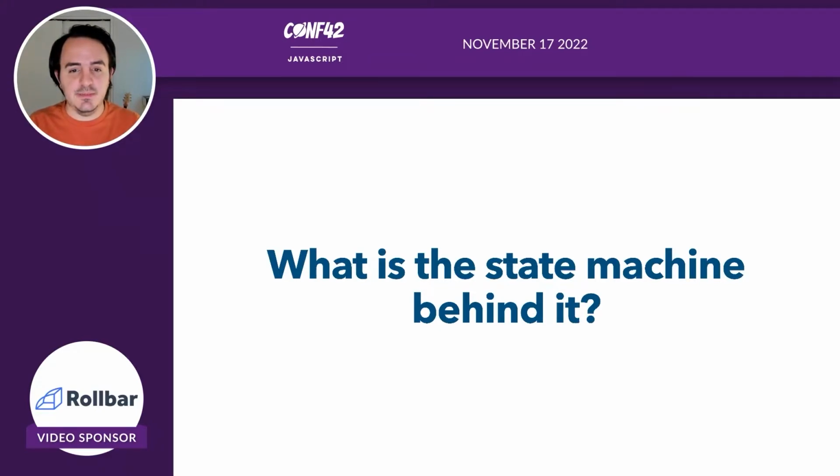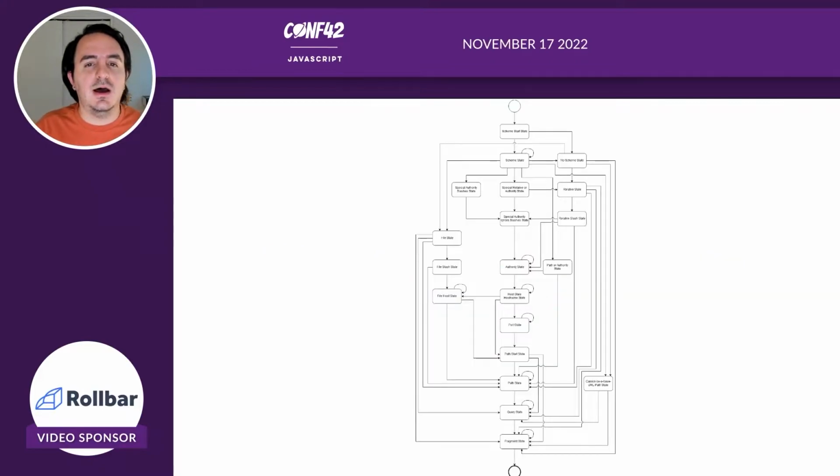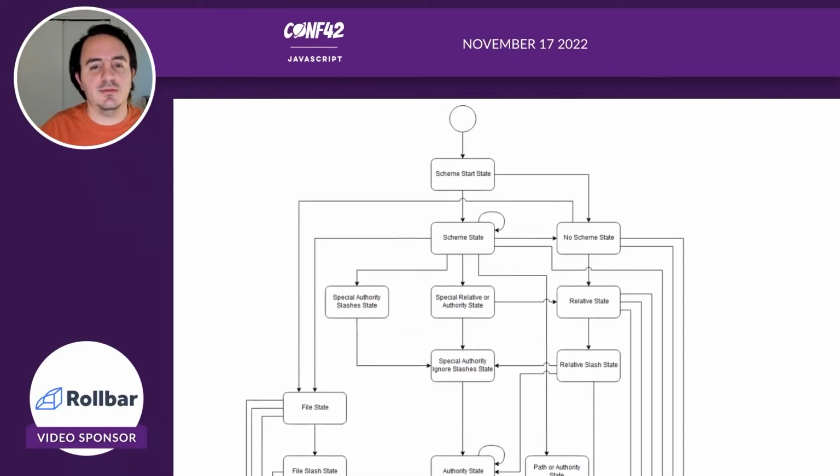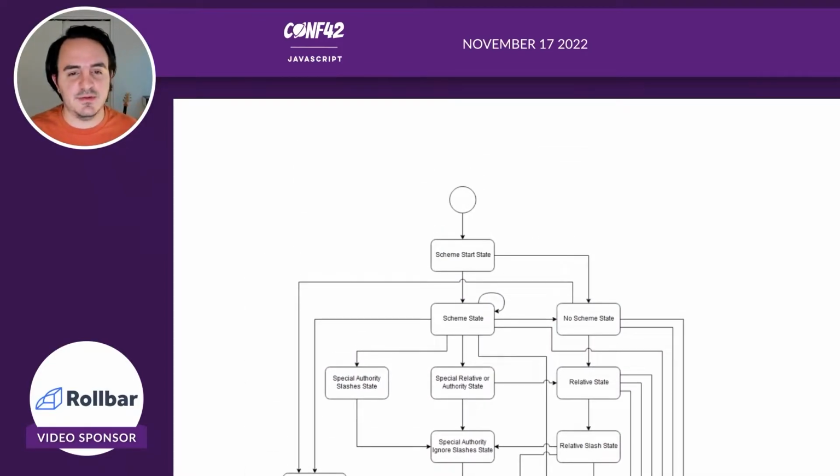So what is the state machine behind it? There is actually a specification for writing URL parsers, and this is an example of it. This represents all of the state machines that need to be traversed in order to complete the URL parser. If you look at it from a closer perspective, there is a scheme start state. The scheme start state can go to the no scheme state.